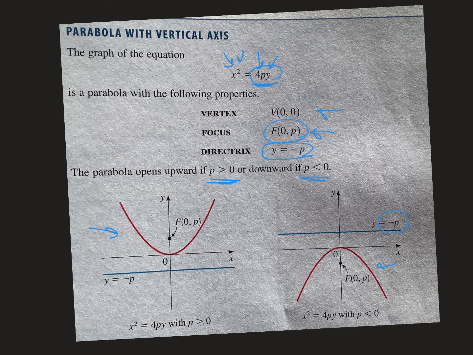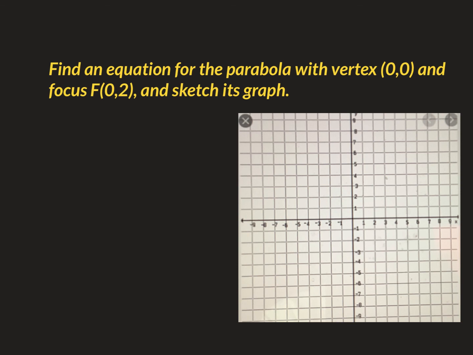Let me just show what this is in a problem. All right, so: find an equation of the parabola with the vertex 0, 0 and focus 0, 2, and sketch its graph. So if we're going to graph it, the vertex is 0, 0, which is right here. The focus, it says, is 0, 2, which is right there. So the parabola is going to do this. It's going to do that kind of thing right there. And it says find the equation.